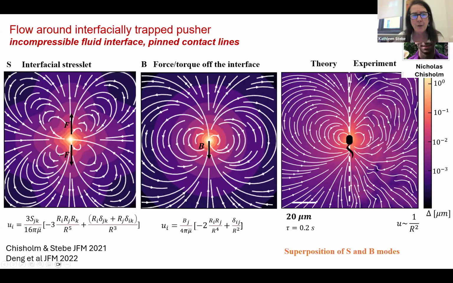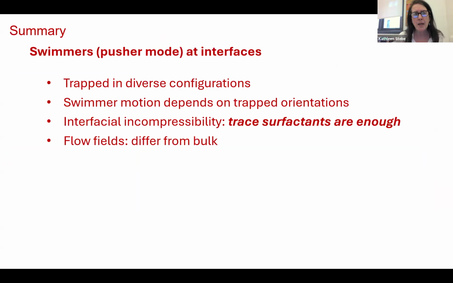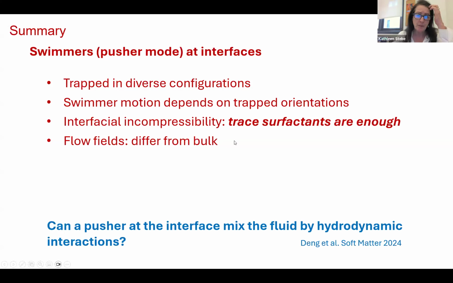And now understanding the functional form for these dipolar modes allows us to think about how a swimmer could generate mixing. So to summarize where we are right now, pushers at interfaces are trapped in diverse configurations. Their motion depends upon their trapped configurations. The interface is apparently incompressible, and trace surfactants are enough to do this, and the flow fields differ from the bulk. So our question now is, can we mix the fluids by hydrodynamic interactions?